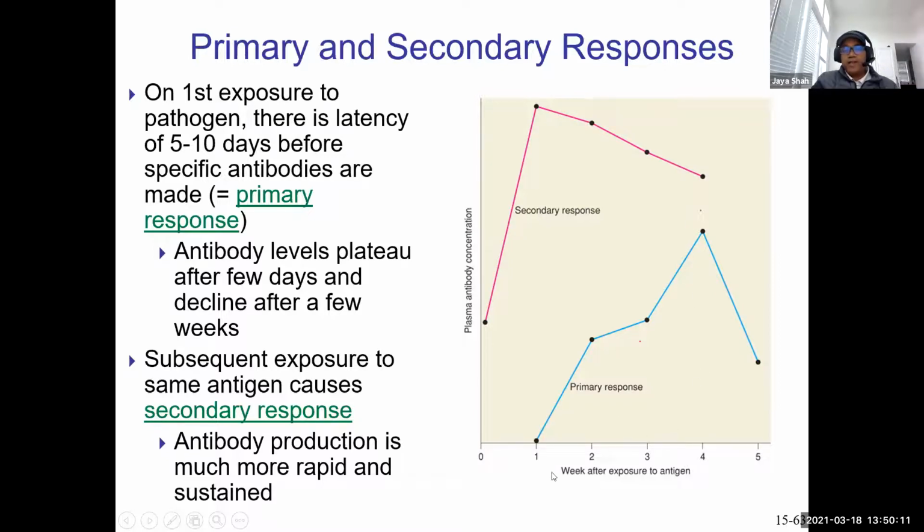But if you are exposed to the same antigen again, you see within a week the concentration of antibody is so high. And then it slowly goes down. But in primary, it goes down very fast. That's why most vaccines have a first dose and then a booster or second dose. So first exposure is called primary, and second exposure is secondary. On first exposure to a pathogen, there is a latency of 5 to 10 days before specific antibodies are made, and that is called primary response. And you can see the differences.